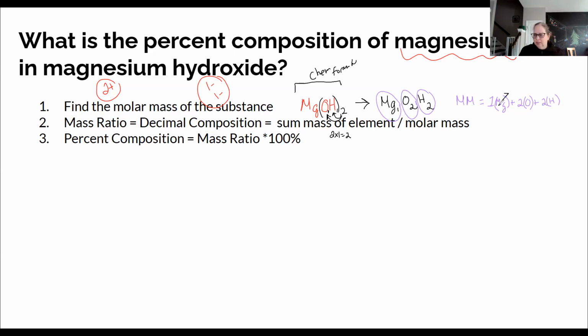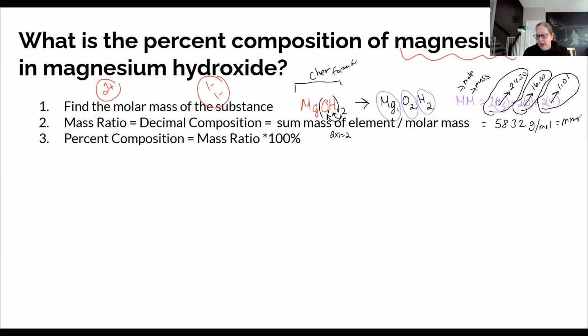Now, instead of writing those elements here, since I need the mass in 1 mole, I need to put in the masses: for magnesium, 24.30; for oxygen, 16.00; for hydrogen, 1.01. So 1 times 24.30 plus 2 times 16.00 plus 2 times 1.01 gives me 58.32 grams per mole, the molar mass of magnesium hydroxide.